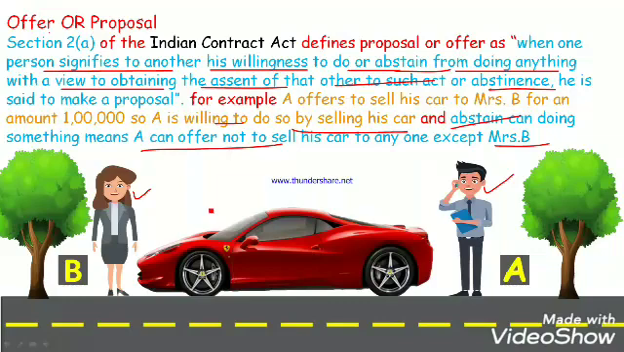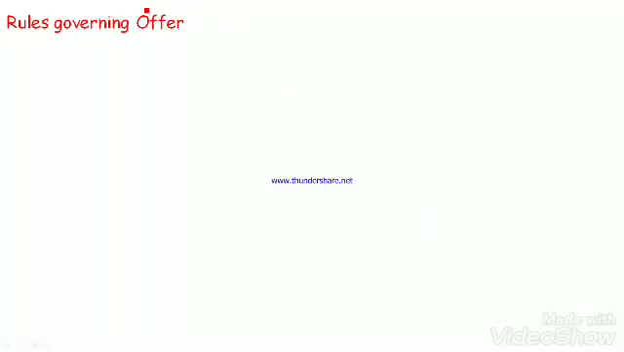And when Mrs. B wants to buy the car but doesn't have money, A can put a proposal that I will not sell my car to anyone if you pay me an amount as a booking. So I will not sell it to anyone. I hope you got the point. To do means when we are willing to do something. Abstain from doing something means when we do not want to do anything as per our contract. Okay, I hope you got the point.